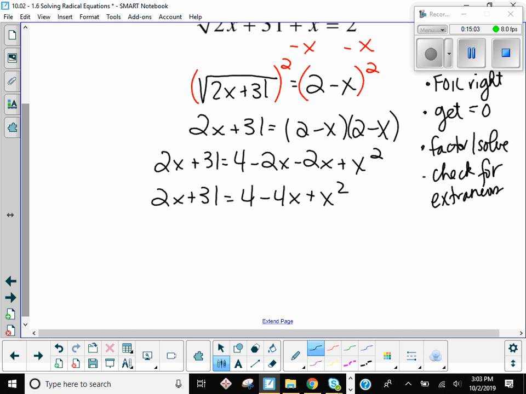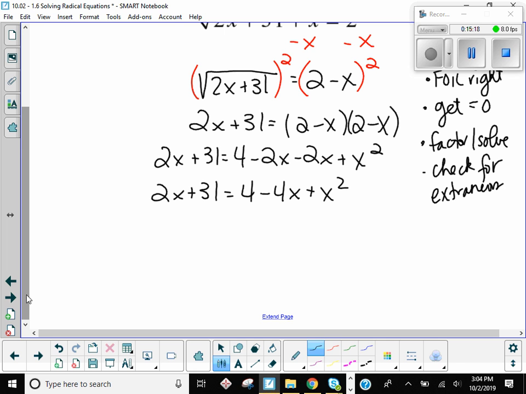I have the work up until after the foiling part. So if you're getting weird stuff, check your work with mine, that you got 4 minus 4x plus the x squared after you foiled. Then the next thing I told you to do was get it equal to 0. You can always do that one of two ways. You can take everything on the right and move it over, or everything on the left and move it over. I'm moving stuff to the right so I can keep the x squared positive, the positive a value.